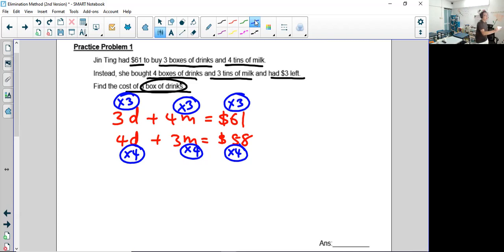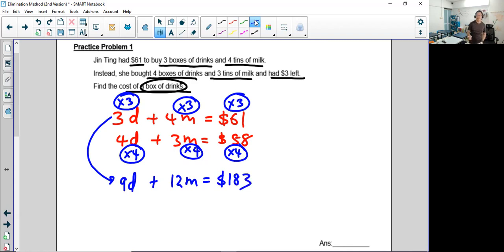Then the old statement becomes the new statement, or I call it the old skin becomes the new skin. So you have 3 times 3 will be 9 boxes of drinks, and then 4 times 3 will be 12 tins of milk, and then 61 times 3 will be $183. And then another old statement, and you times 4, there will be 16 boxes of drinks, and then 3 times 4 will be 12 tins of milk, and then 58 times 4, you will get $232.